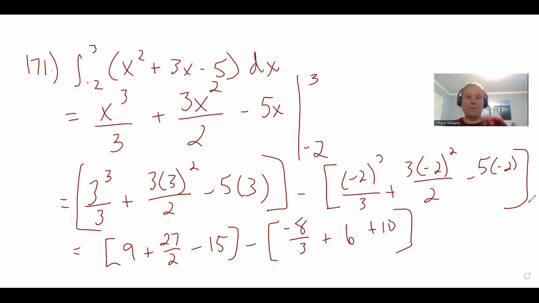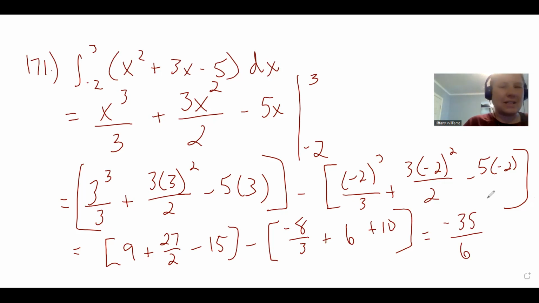I'm out of room here. So what I recommend you do on your calculator is put in 9 plus 27 halves minus 15, get that answer. And then do -8/3 plus 6 plus 10, get that answer. Subtract those two numbers from each other. And when you do, you should end up with -35/6. Look how pretty that is. After we have done those rectangles, where we've done 100 rectangles and 50 and 10 and 4, that's just too many rectangles. This is so much prettier. Let's do another one of these.